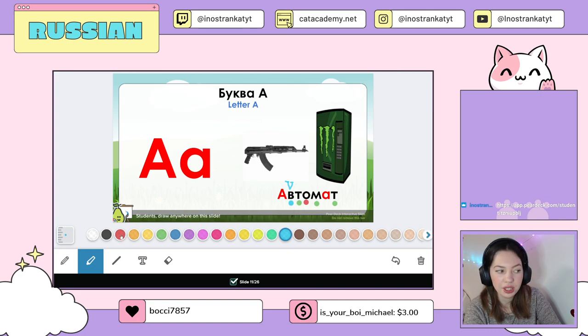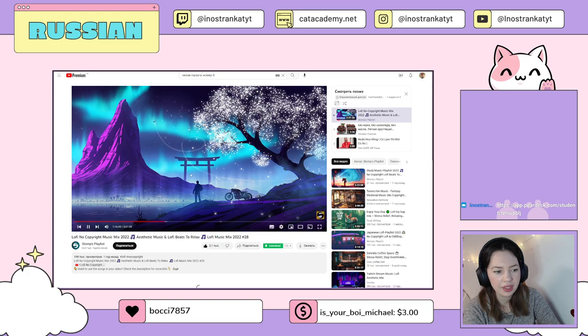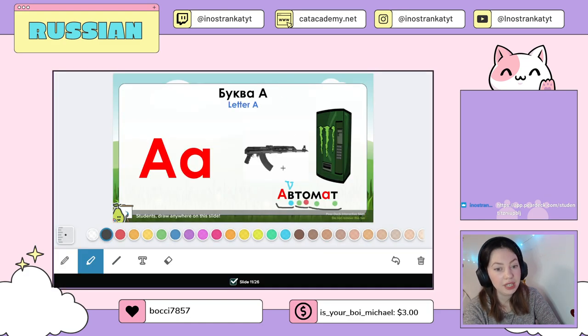So if we're going to read it together, we will do автомат, автомат. And there are two pictures here. So it means that two different things could be called the same name, автомат.